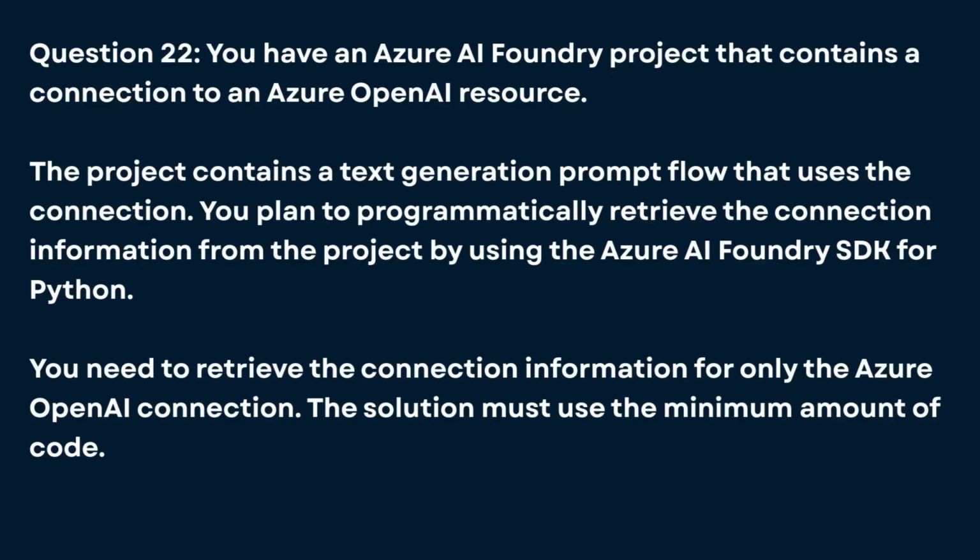Here's question 22. You have an Azure AI Foundry project that contains a connection to an Azure OpenAI resource. The project includes a text generation prompt flow that uses this connection. You want to programmatically retrieve the connection information using the Azure AI Foundry SDK for Python. You only need the Azure OpenAI connection, and the solution must use the minimum amount of code.